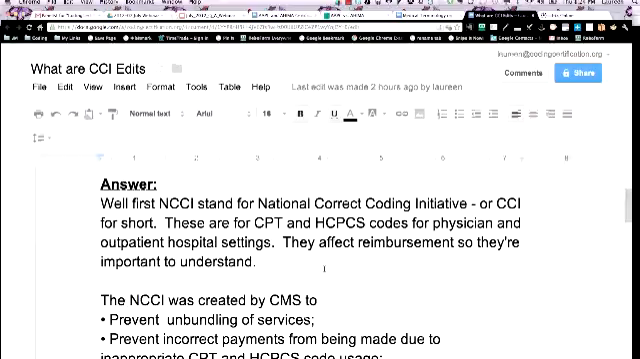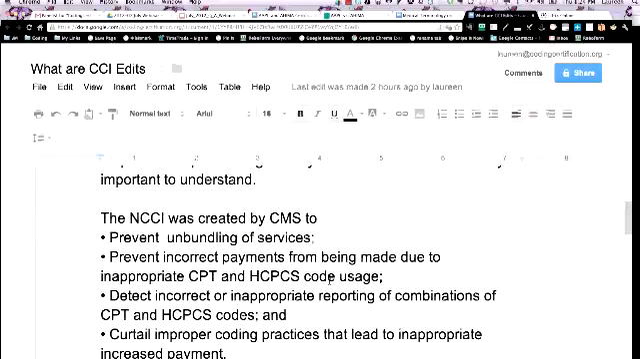So why were these edits created? To prevent unbundling of services. So, for example, my famous example that I always use, an exploratory laparotomy, where otomy means an incision, laparo means abdomen. So they're cutting into the abdomen, maybe to look around and see what's wrong, to diagnose something, but they're not really fixing anything. They're not doing any surgery.